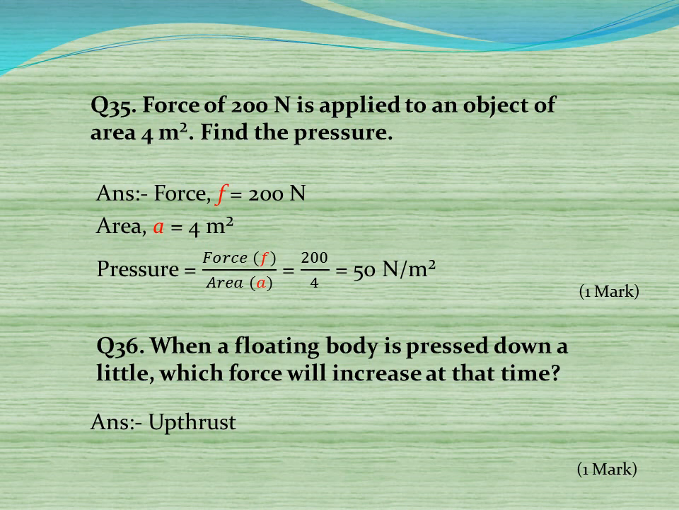Question number 35. Force of 200 Newton is applied to an object of area 4 meter squared. Find the pressure. Answer. Force F equals 200 Newton. Area A equals 4 meter squared. So pressure equals force by area equals 200 by 4 equals 50 Newton per meter squared.